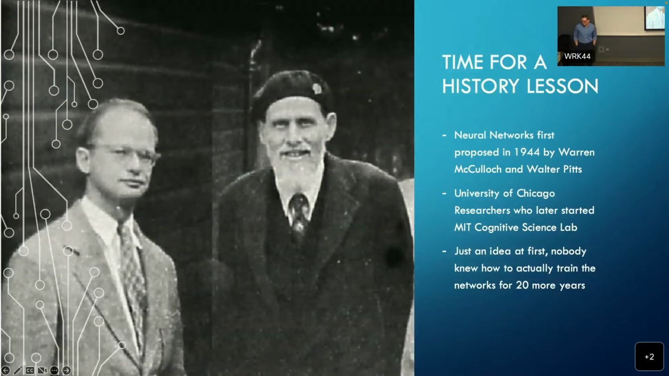So a little bit of a history lesson. Neural networks were first proposed in 1944 by Warren McCulloch and Walter Pitts. They were researchers at the University of Chicago who later started the MIT Cognitive Science Lab. One of the interesting things about neural networks was that they really just started as an idea. Nobody actually knew how to use them for the first 20 years of their invention. They were just like, oh, I think this could work eventually. But since the computers were so bad in the 1940s, there wasn't really anything they could do about it. And they were really just building on some ideas that Alan Turing proposed in one of his books.